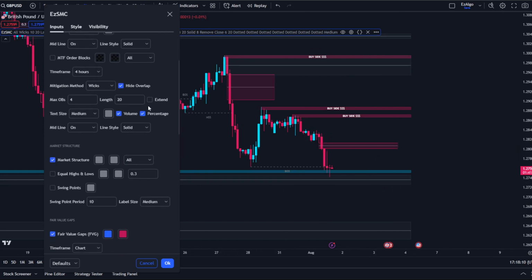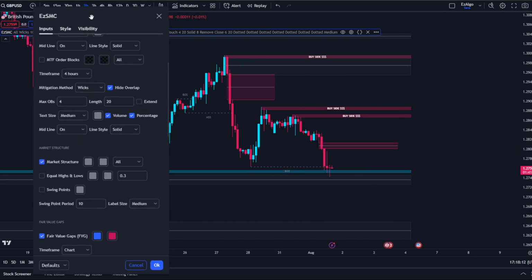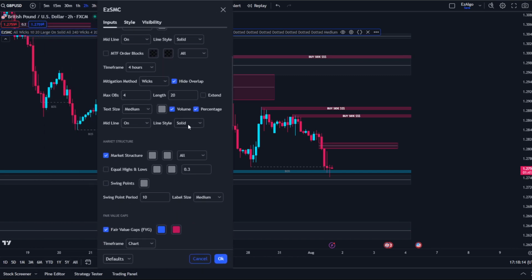All right, going down to market structure. Now, market structure is extremely important, especially when you're trading with order blocks, because if you're not trading market structure correctly, you can really get burned, right? You don't want to set blind limit orders at these order blocks. You're kind of asking for a disaster. You really want to make sure you understand market structure.